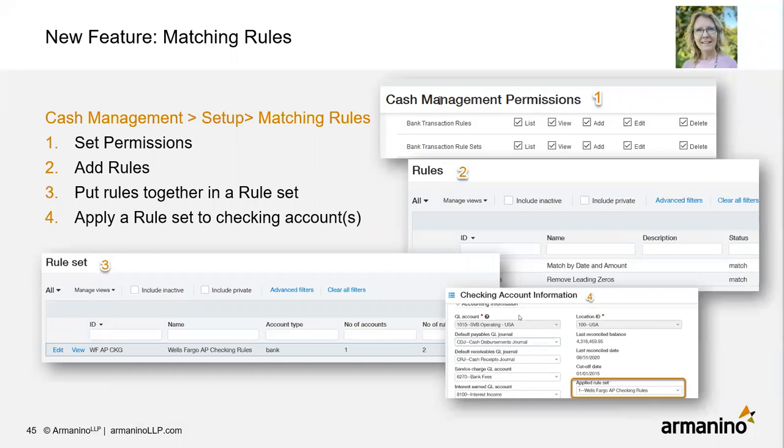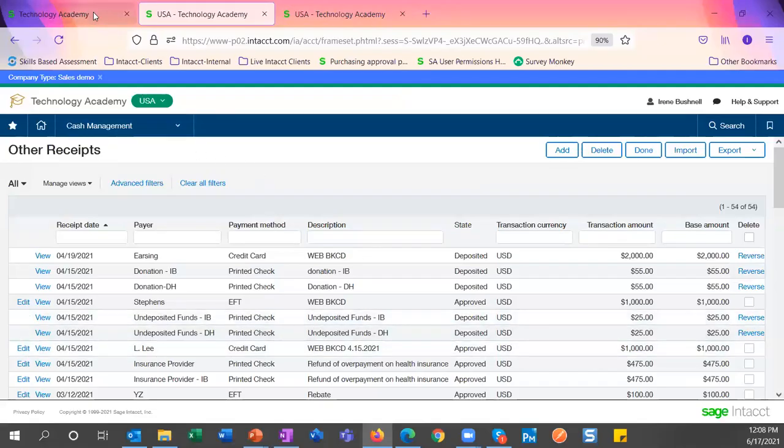Matching rules. So here are the steps to set up matching rules in cash management. In this PowerPoint deck, happy to help. I see we have a question about that. So in Intacct, the first thing you have to do is go in and turn on the permissions. So go into cash management permissions, turn on your bank transaction rules and rule sets. Give permissions to whoever needs those in the appropriate roles. Then you're going to go in and add rules. Let me show you one that's here in Intacct.